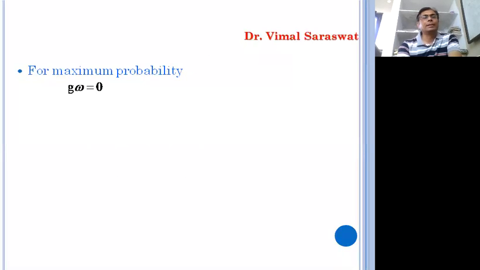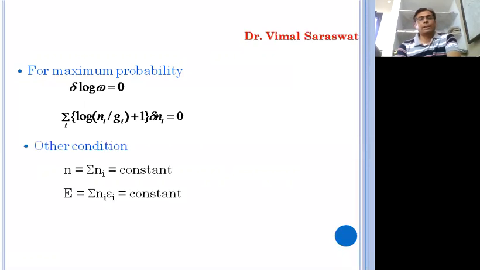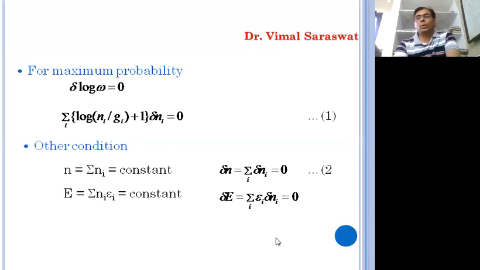For maximum probability, delta log omega is equal to 0. So sigma over i of log Ni upon Gi plus 1 delta Ni equals 0. The other conditions are that the total number of particles remains the same and the total energy of the system remains constant. Now, if we differentiate these two equations, then delta N equals 0 and delta E equals 0. So these are the differentiations. This is our equation number 1, this is 2, and this is 3.